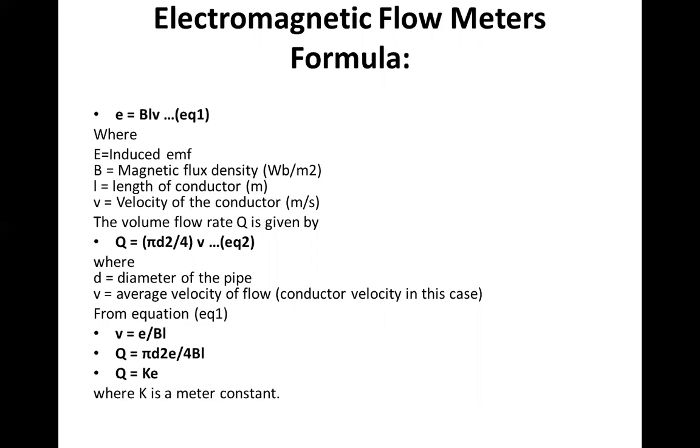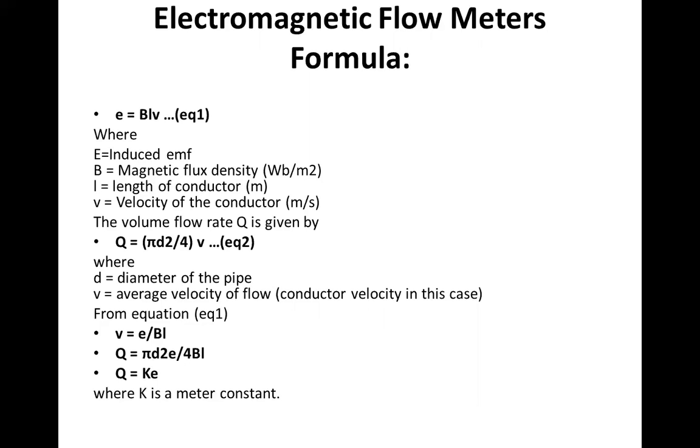Now, electromagnetic flow meters formula. Electromagnetic flow meters use Faraday's law of electromagnetic induction for making a flow measurement. Faraday's law states that whenever a conductor of length L moves with a velocity v perpendicular to a magnetic field B, an EMF E is induced in a mutually perpendicular direction, which is given by E equals B L V, equation number 1, where B is the magnetic flux density in Weber per meter square, L is the length of conductor in meter, V is the velocity of the conductor in meter per second.